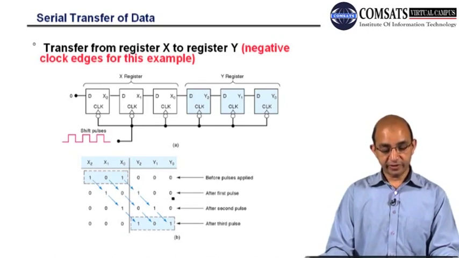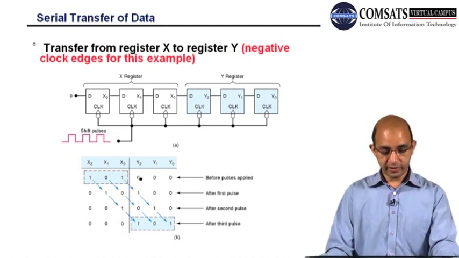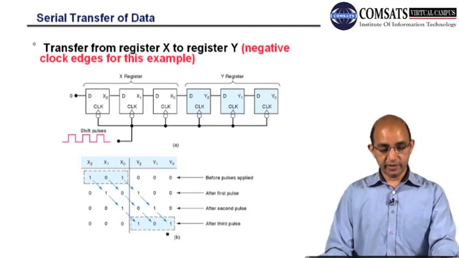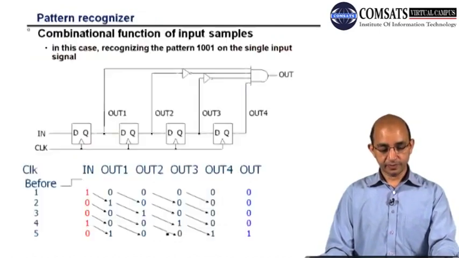This is after the first clock, so we have a 1 here. On the next clock, this 1 will go here, this 0 will move here, and this 1 here. And on the third clock pulse, we have 1, 0, 1. This is the actual data that was residing before the active clock pulse was provided. So we have the serial data transfer over here.